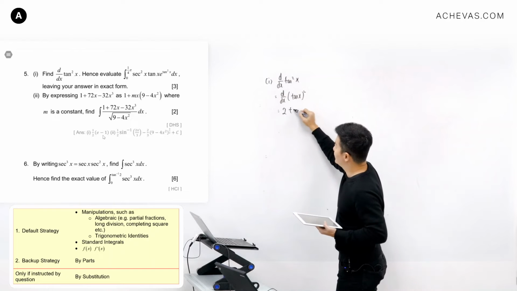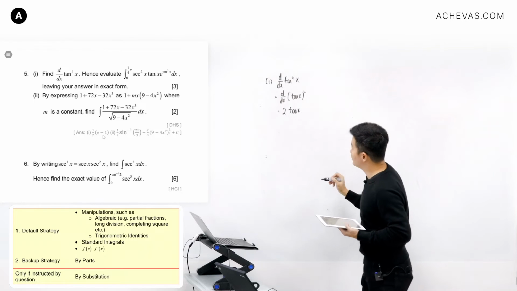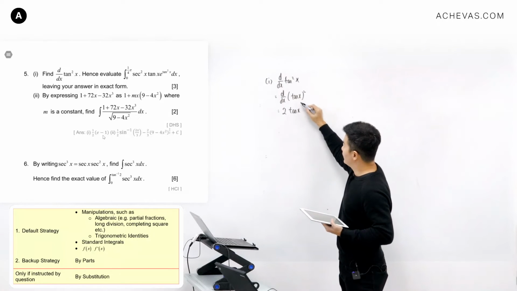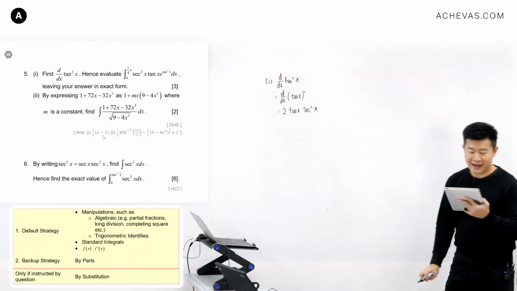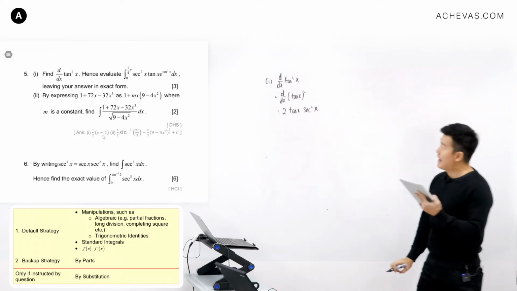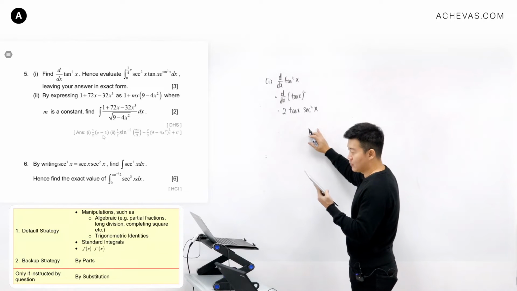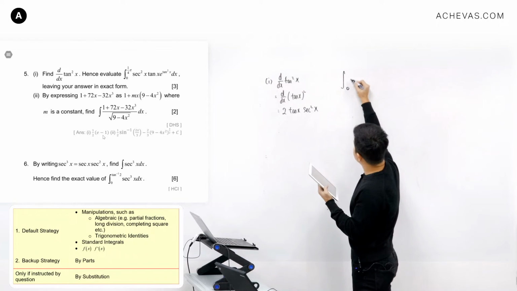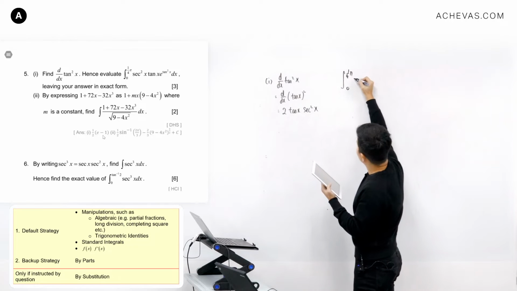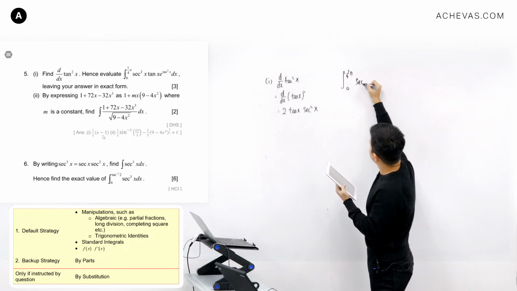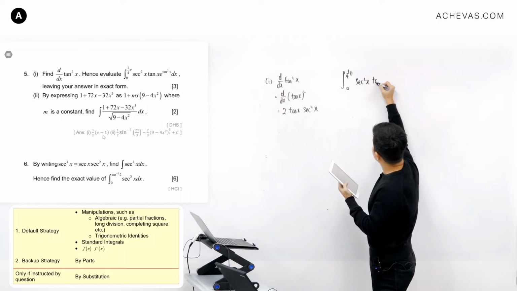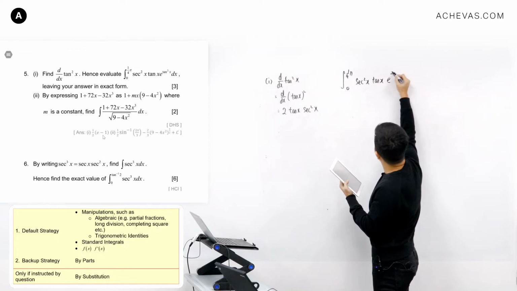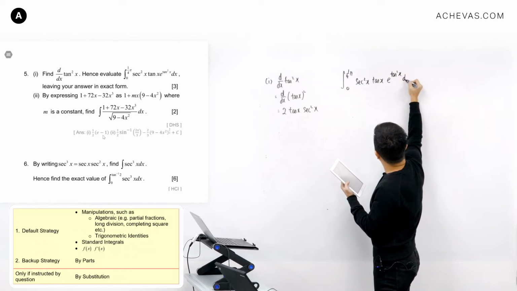So it's going to be 2 tangent x to the power of 1, which is just tangent x. Chain rule differentiating tangent, it is going to give us a secant square. So we have this secant square x. And the question says, hence, by making use of this, we are supposed to hence integrate this. Let's try integrating from 0 to 1/4 pi, secant square x, tangent x, then e to the power of tangent square x dx.